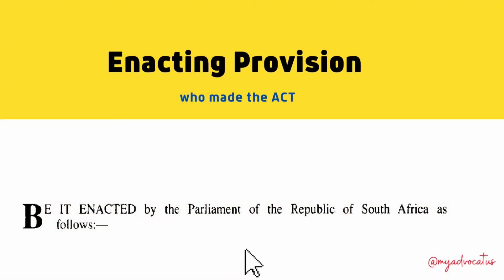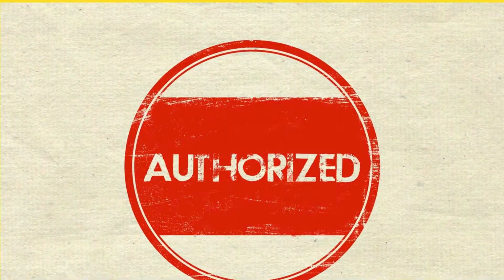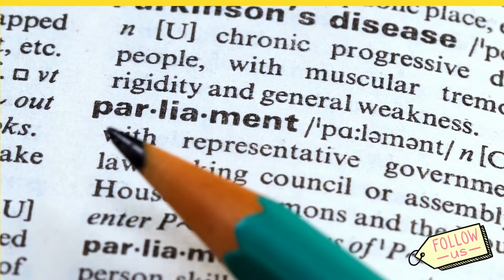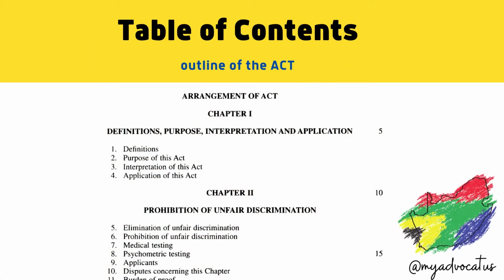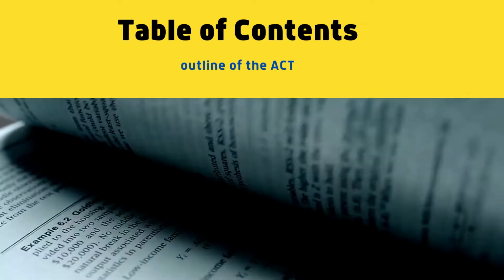The third feature of an Act of Parliament is the enacting provision. This part indicates the competent legislative body that made or enacted the piece of legislation. In this case, the enacting power is Parliament. The fourth most important feature of an Act of Parliament is the table of contents. The table of contents offers more than a quick reference to the reader. It also works as an initial overview of the Act of Parliament.